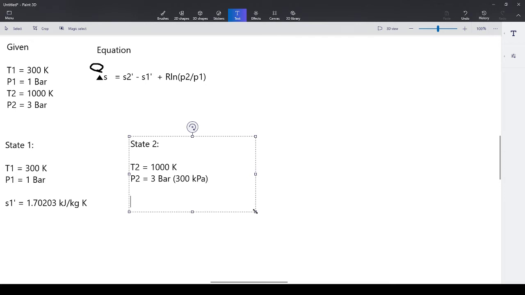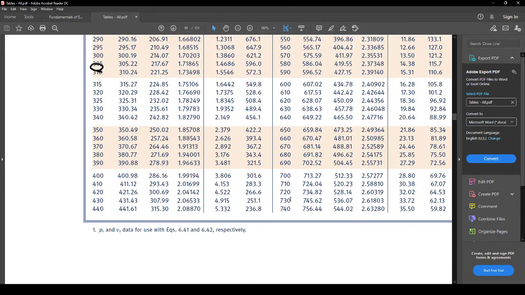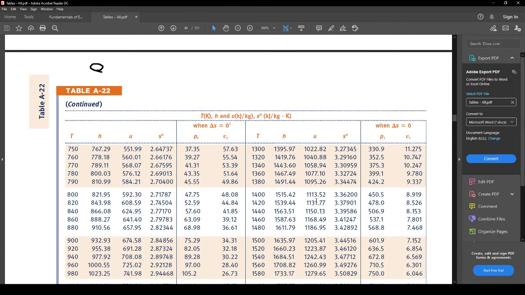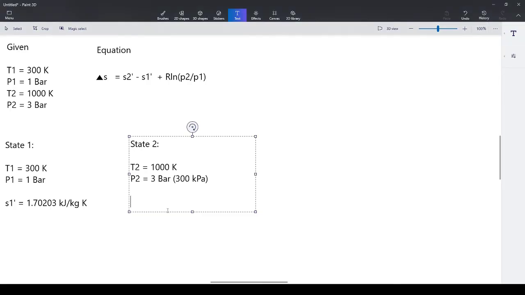So now we go down and we do the same thing we did before. Let's go back to the table here. We go to 1,000. So it's on the next page, actually, because you guys recall, these things go up. They start here, go down, and then up, and then down again. So we need to find 1,000. So we are here, so it is 2.96770. So S2 prime is equal to 2.96770. So that is state 2's entropy.